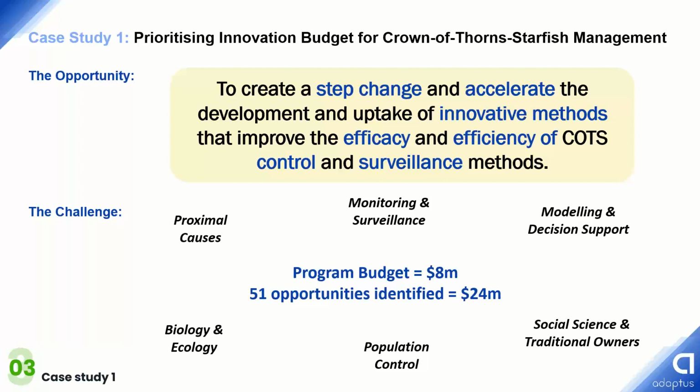And these people came together. There's about 50 people or so. They came up with an assessment of the current state of how we manage COTS, and then what are all the different opportunities that might be worth pursuing in terms of improvement. And 51 different opportunities were identified, equating to about $24 million if we were to pursue all of them, and leaving us with a challenge because the budget here was only $8 million. And so that's where the opportunity for applying structured decision making came about.